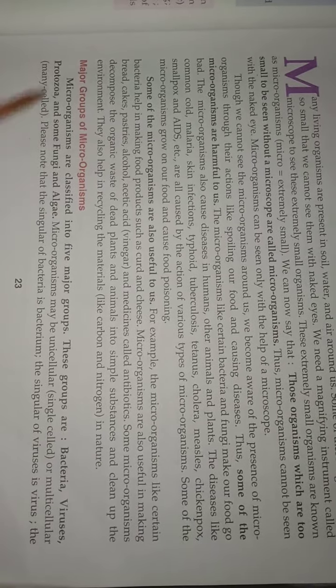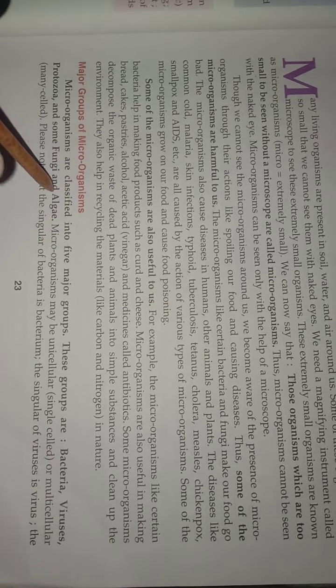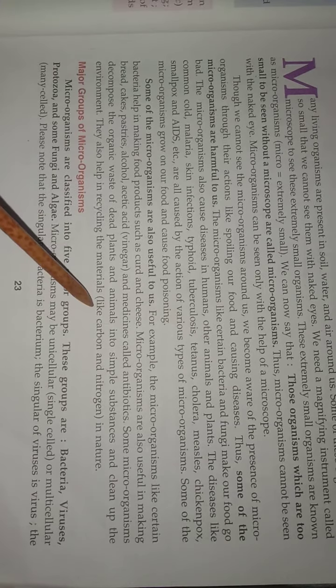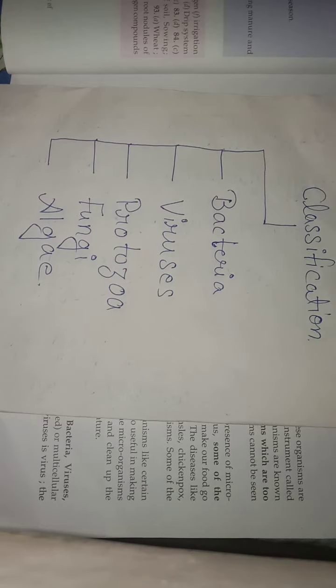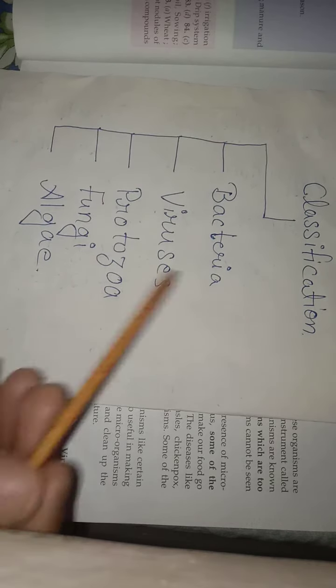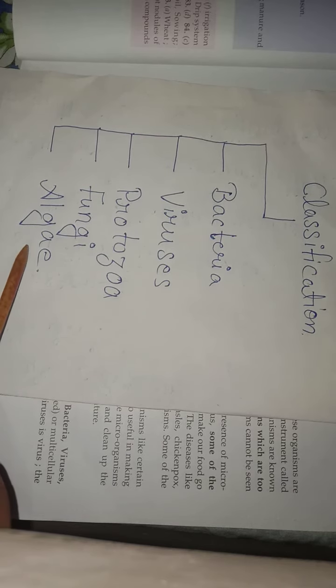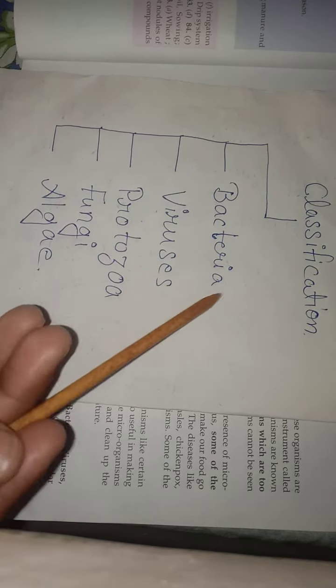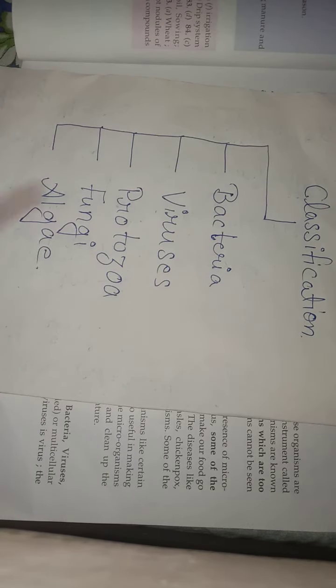So the next topic is major groups of microorganisms. Microorganisms are classified into 5 major groups. What are they? Bacteria, viruses, protozoa, fungi and algae. So these are divided into these 5 major groups, that is 1, 2, 3, 4 and 5.